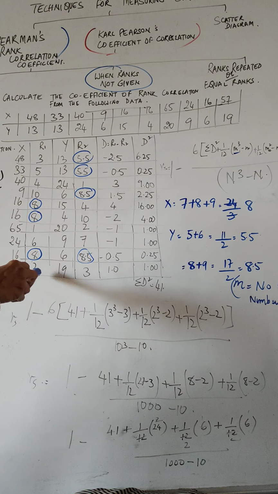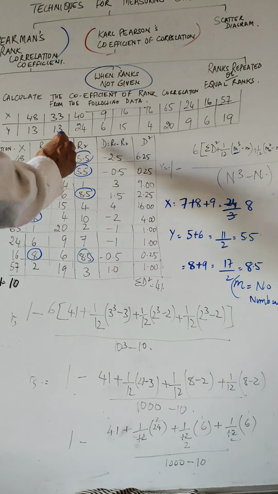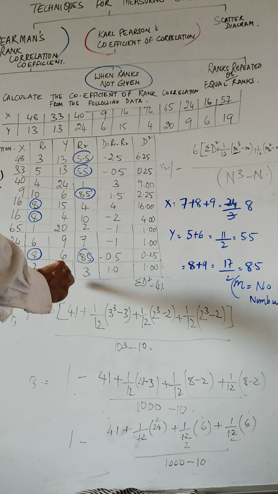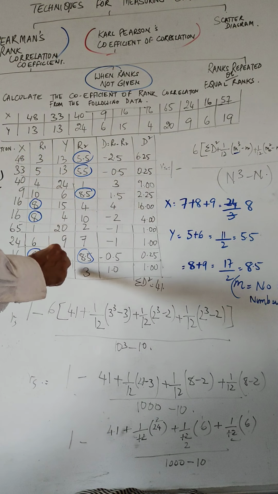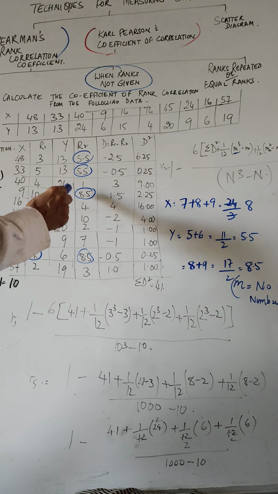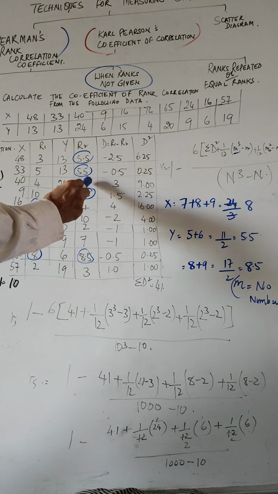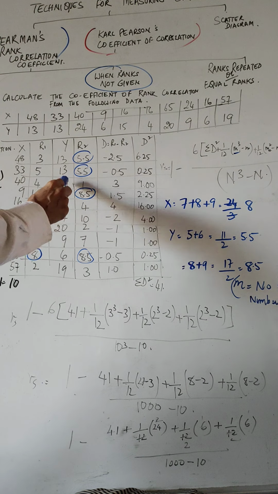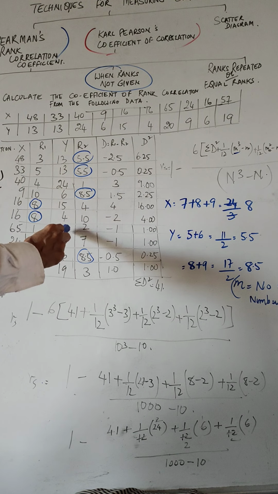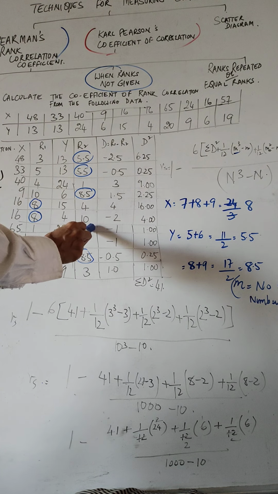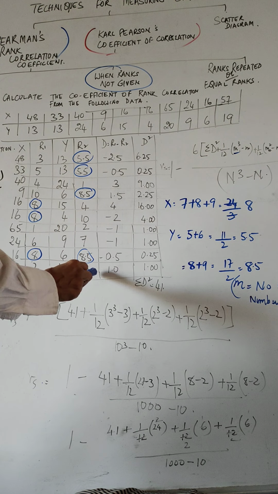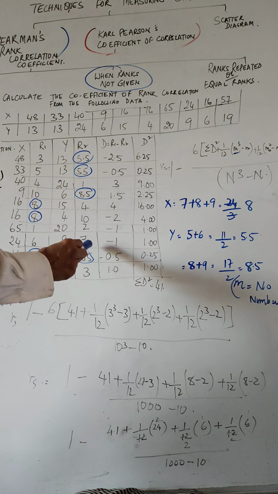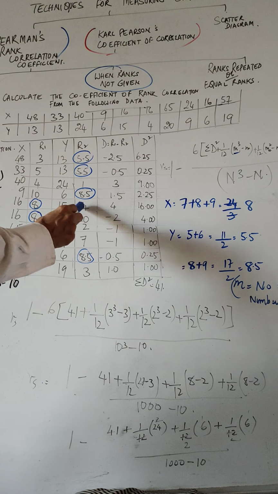I hope it is clear, and if it's not clear, let's go to the y variables. Okay, now let's just take y. If you just look at it, which is the highest number? 24 here. So we give it the first rank. Which is the next highest number? 20. We put it as 2. Which is the next one? 19. We rank it 3. Which is the next one? 15. We rank it 4.